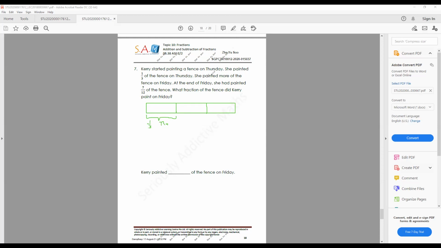Okay, she painted more of the fence on Friday, and at the end of Friday, she had painted 7 out of 12 of the fence. So what does that mean? Right now we have 3 parts. We need to split up into 12 parts so that we know how much is 7 out of 12 parts. How do we do that? Each part, we split it up into 4 to get 12. Remember? 3 times 4 equals 12.